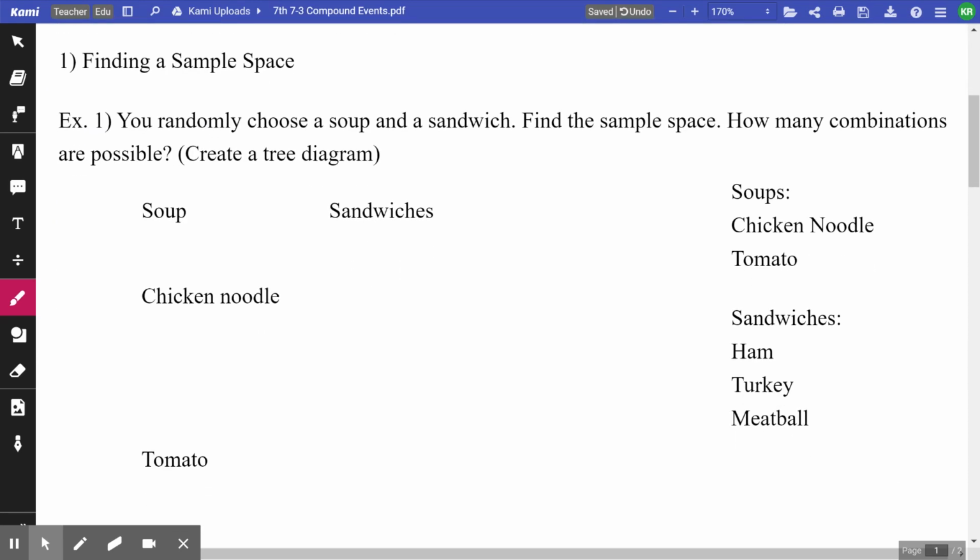So we're going to find a sample space. You randomly choose a soup and a sandwich, find the sample space, how many combinations are possible. So we're going to create what's called a tree diagram. A tree diagram always starts with one point and then expands from there. So we're going to split this.